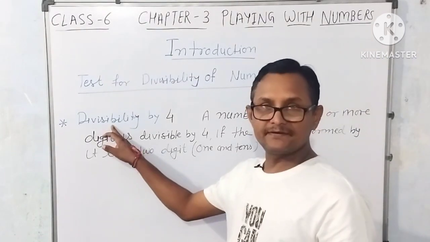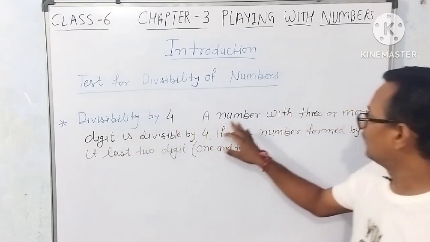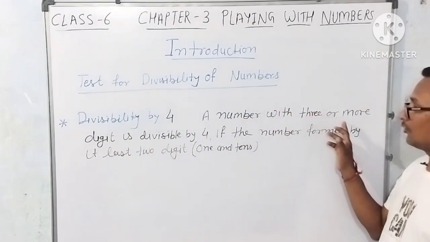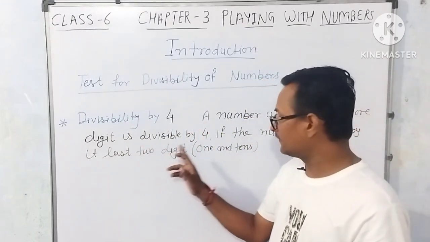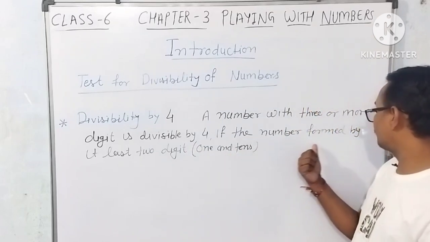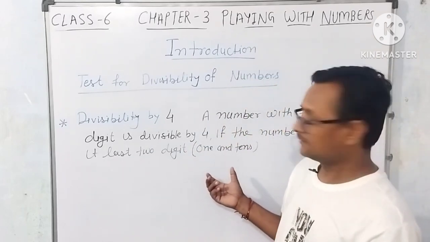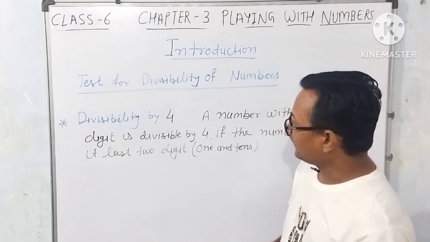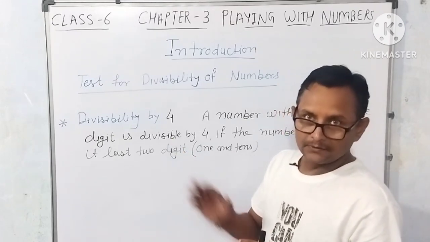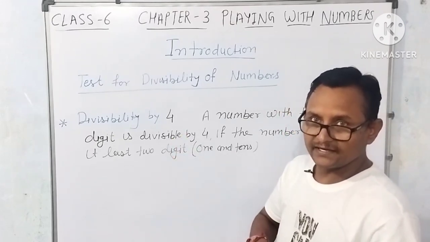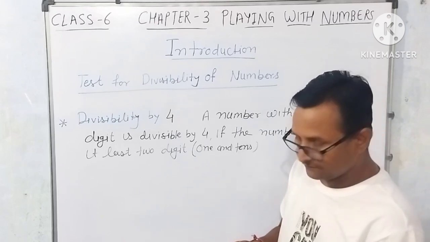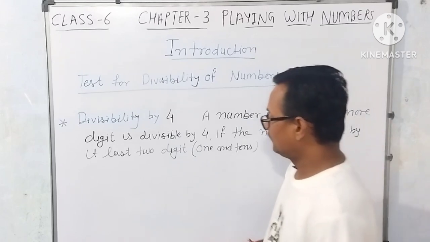Now friends, divisibility by 4. A number with 3 or more digits is divisible by 4 if the number formed by its last 2 digits, ones and tens, is divisible by 4. Friends, it is a little bit similar to divisibility by 2, but here we have to find out what is the difference between 2 and 4.